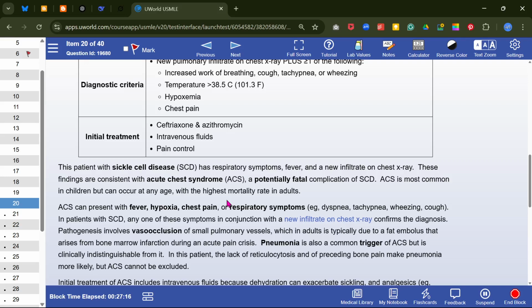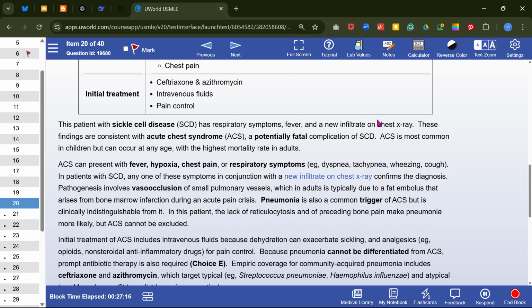confirms the diagnosis. Pathogenesis involves vaso-occlusion of the small pulmonary vessels, which in adults is typically due to fat embolus arising from bone marrow infarction during an acute pain crisis. Pneumonia is a common trigger of acute chest syndrome but is clinically indistinguishable from it. In this patient, the lack of reticulocytosis and of preceding bone pain make pneumonia more likely, though acute chest syndrome cannot be excluded.